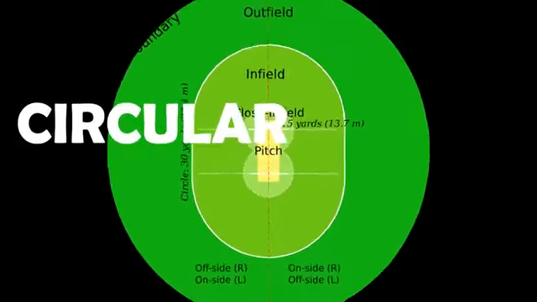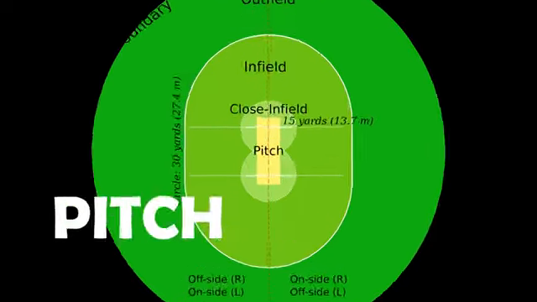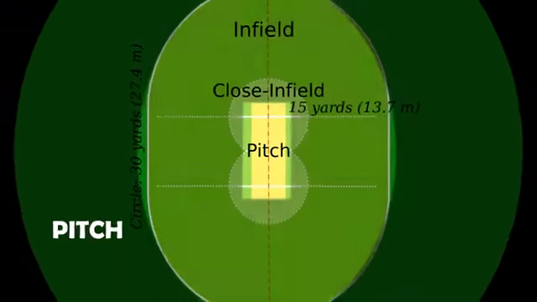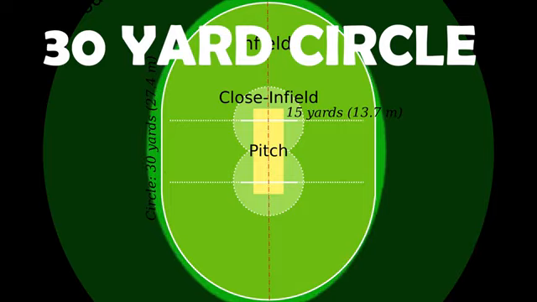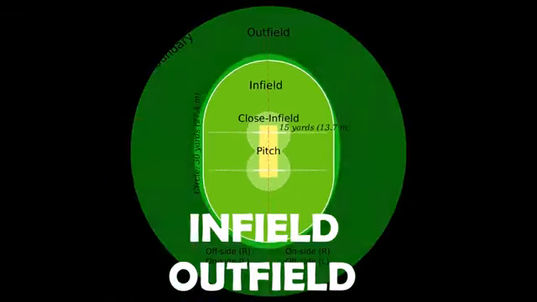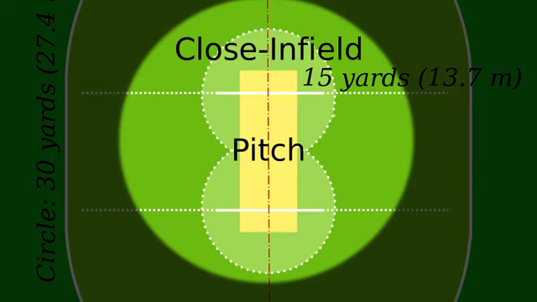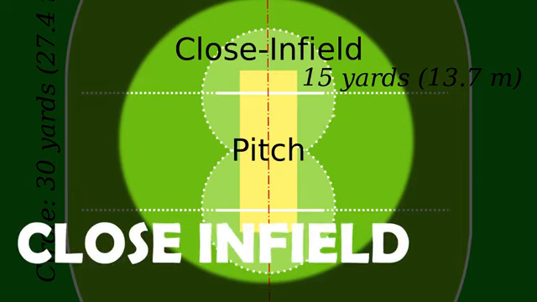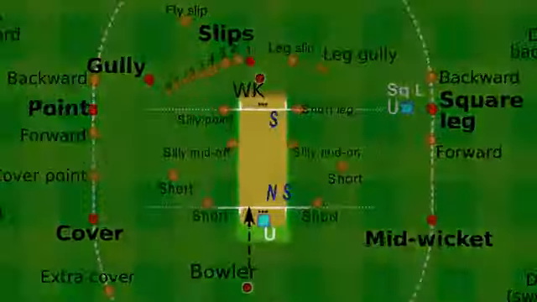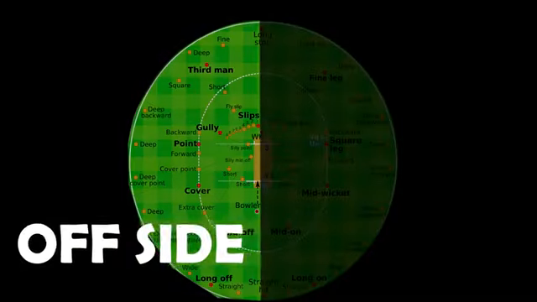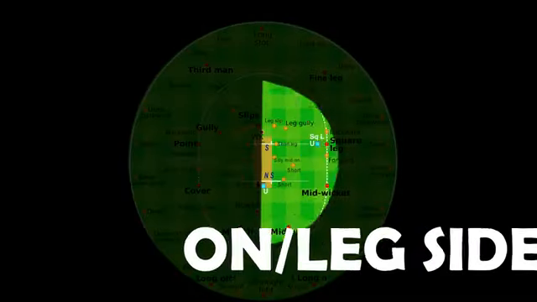A cricket field is generally circular in shape with the pitch being at its center, which is surrounded by a 30-yard circle that divides the field into an infield and outfield. Also, there are two imaginary 15-yard circles around the pitch, which is jointly known as the close infield region. If a right-handed batter is on strike, this half of the ground is known as offside, while this will be leg or onside.